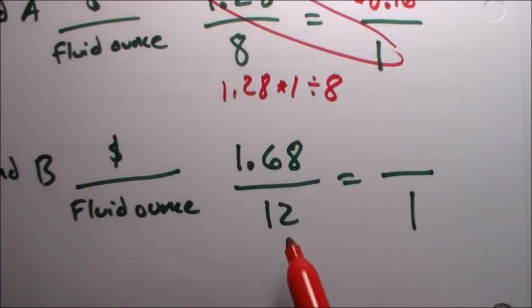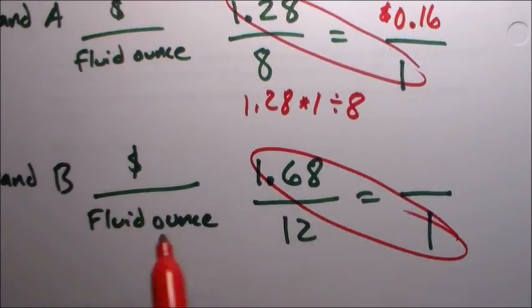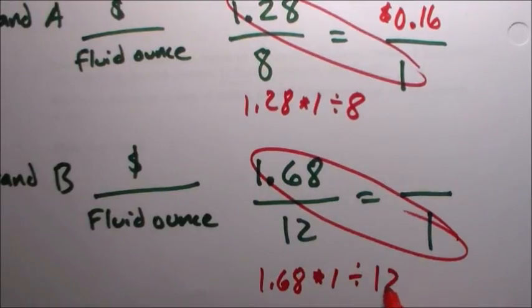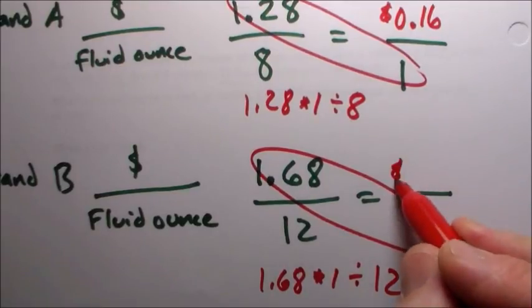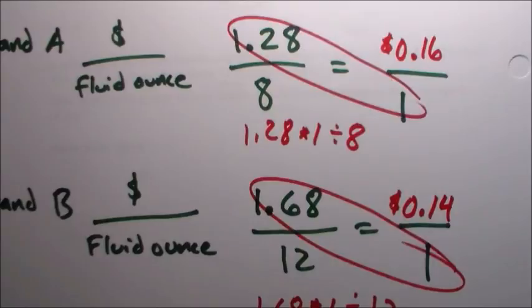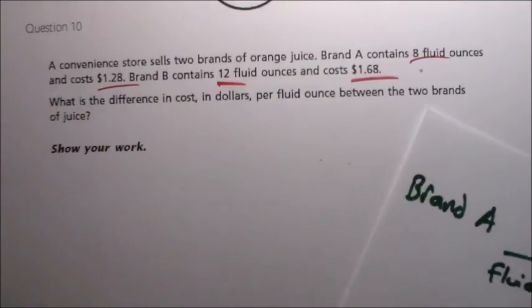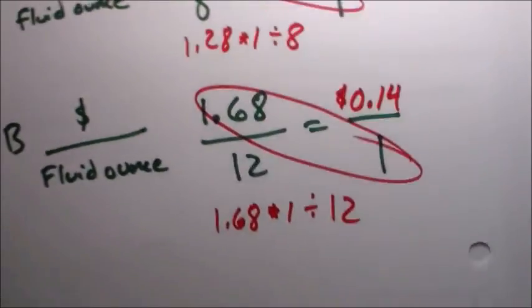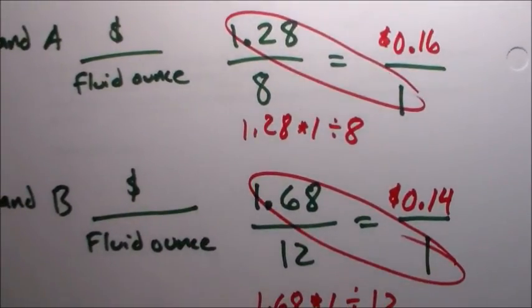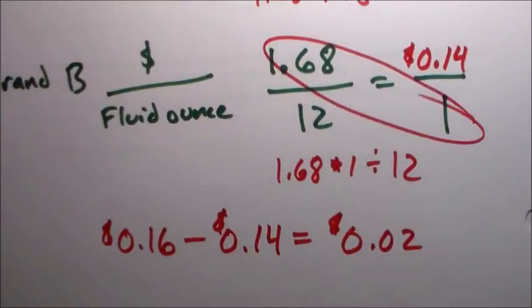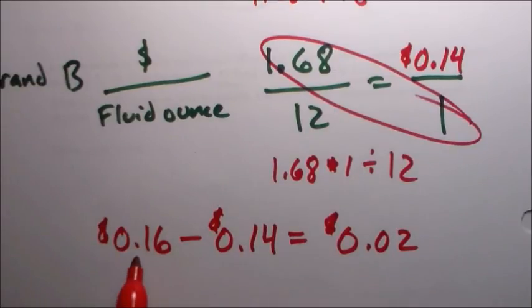Brand B, you have $1.68 for 12 fluid ounces. Again, dollars on top, as is the convention. Do a little cross multiplication. 1.68 times 1 divided by 12. And what will you find? You will find 0.14, 14 cents per fluid ounce. What does the question ask? The question asks, what is the difference in cost? So the difference in cost is $0.02. This is brand A, this is brand B, this is the difference. The difference is 2 cents.